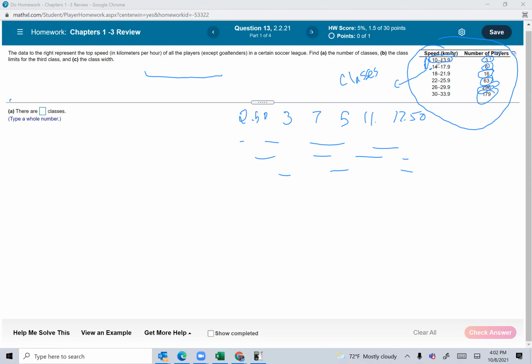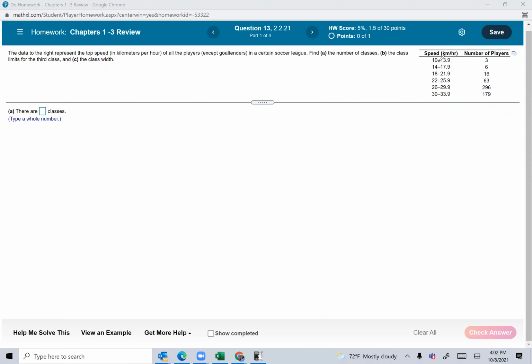Okay, so the whole thing is called a frequency distribution table. To answer those questions, the number of classes, we answered that: 1, 2, 3, 4, 5, 6. The class limits for the third class, guys, 1, 2, 3: 18 is called the lower class limit, and 21.9 is called the upper class limit. And the class width, I explained it to you guys. You do it vertically. 10 subtracted from 14, 14 subtracted from 18, you get 4. And you could do 13.9 taken away from 17.9, that will give you the class width. There is another question that's coming up about this.